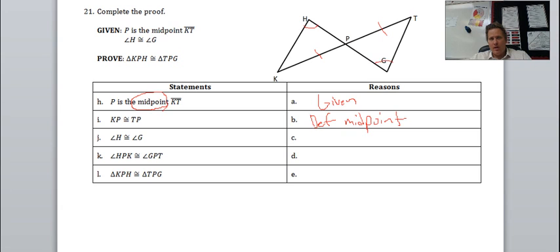Next one says H and G are congruent. I'm thinking, well, how did I know that? I only know that because they gave it to me. This is given. Given that you have right here. Next one, HPK, this angle that you have right here, and GPT, or that angle that you have right here, are congruent. Again, we know that this is because vertical angles are always congruent.